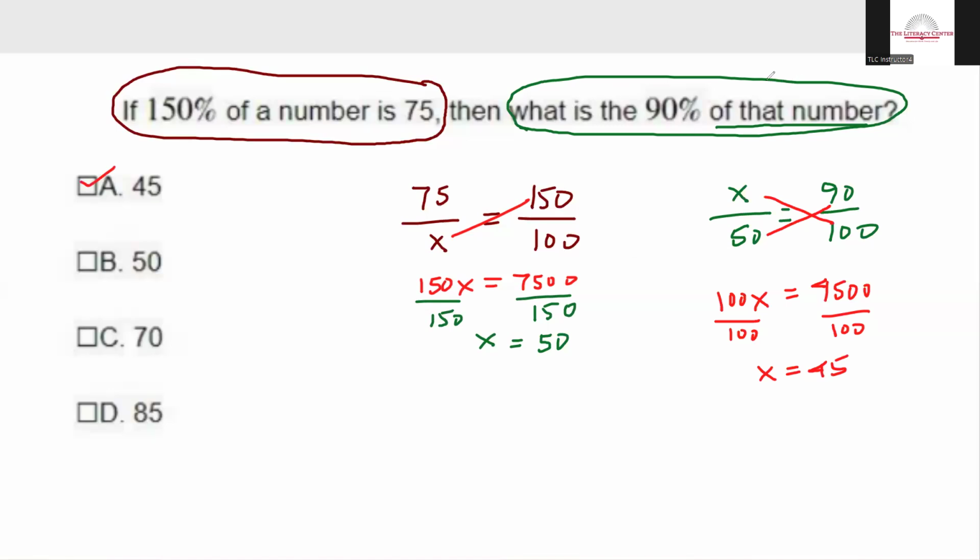For this second part, we could have taken that little bit of shortcut. When we get this question, what is 90% of that number, we can turn the 90% into a decimal and multiply by that number. So 0.9 times 50 is also equal to 45. So that is an acceptable way to finish that problem. But the important thing is that we first need to figure out what the number is, and then we can find out what 90% of that number is.